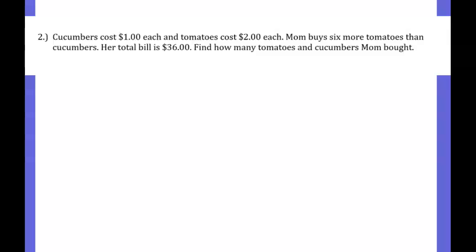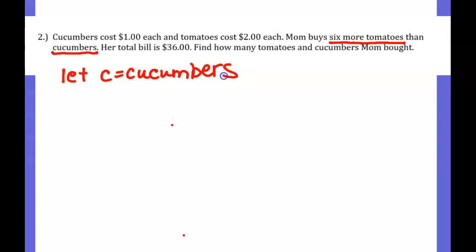Well, let's start out. So we know that Mom buys 6 more tomatoes than cucumbers, so we can write tomatoes relative to cucumbers. Let C be equal to cucumbers. We don't always have to have X. If C is cucumbers, then what would tomatoes be?